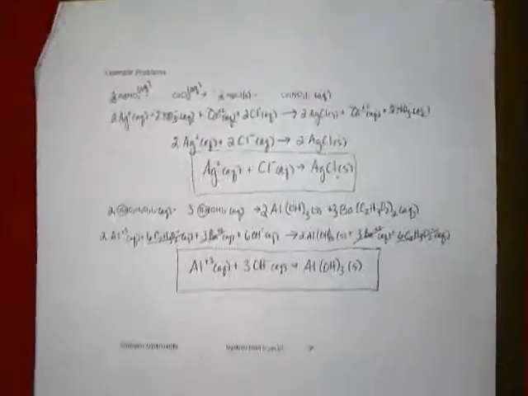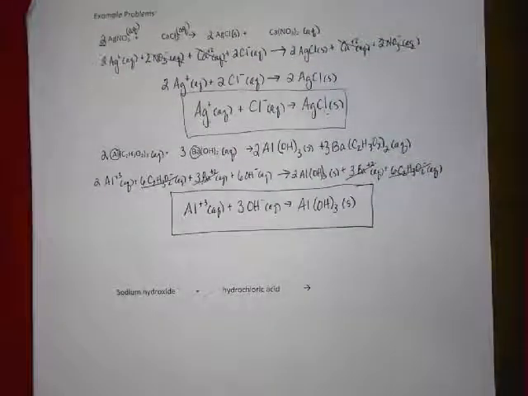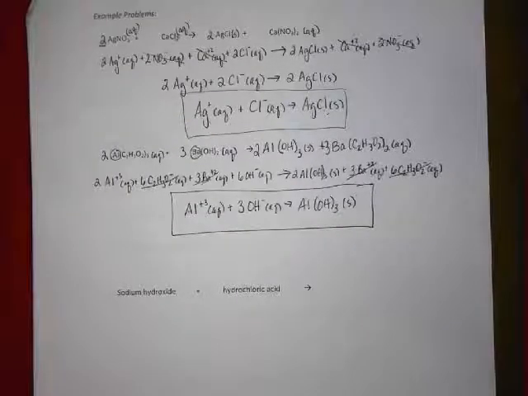Our last example is sodium hydroxide and hydrochloric acid. Not only do we have to write the correct formulas for sodium hydroxide and hydrochloric acid, we also have to write down the products. So go ahead and write this out. You can pause the video and then check when you get back.